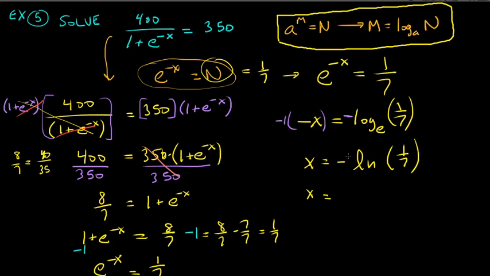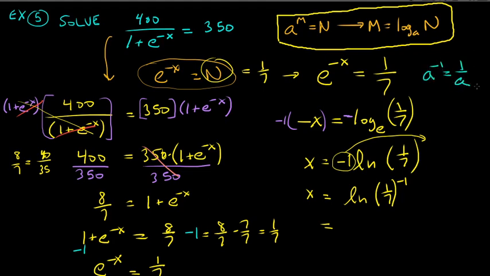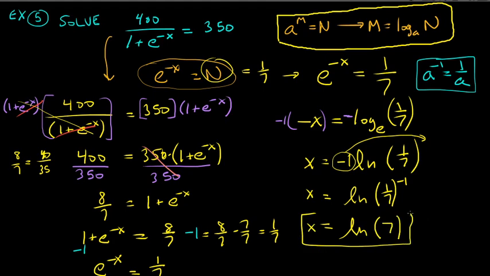So here's what I'm going to do. I'm going to take this negative 1 in front, and since that's my p, I'm going to put that as the power. So this is going to be positive natural log of 1 over 7 to the power negative 1. So what does it mean to have an exponent of negative 1? Well, I hope you know what that means. If I have a to the negative 1, it just means you take 1 over a. You take the reciprocal. So what's the reciprocal of 1 over 7? Well, it's 7. So there's my final answer.